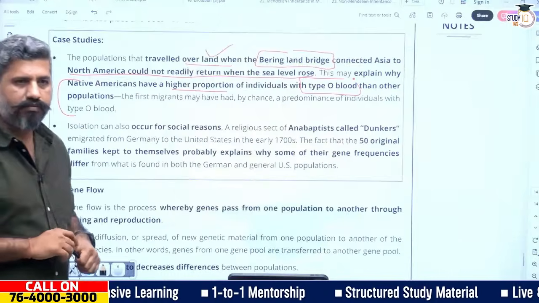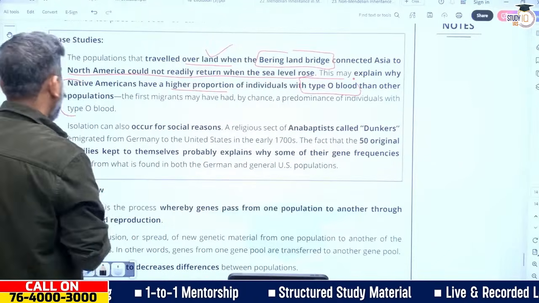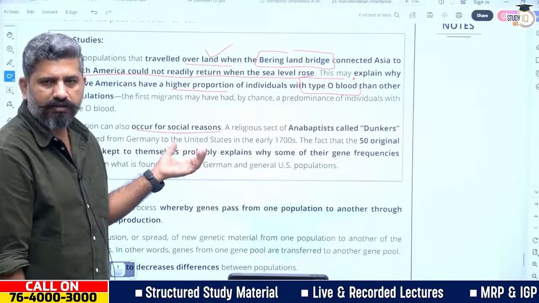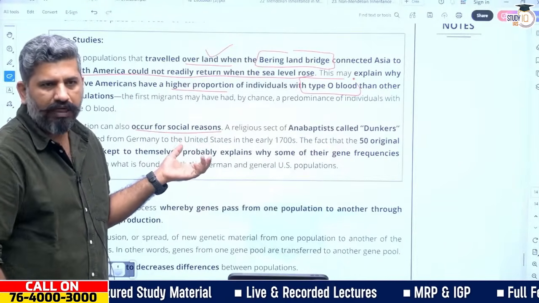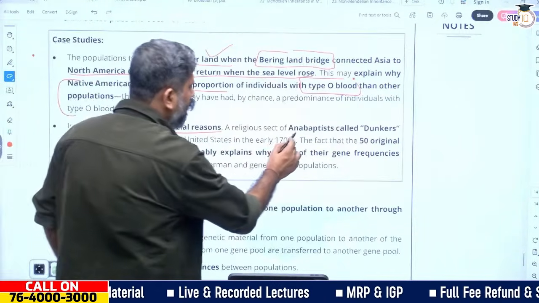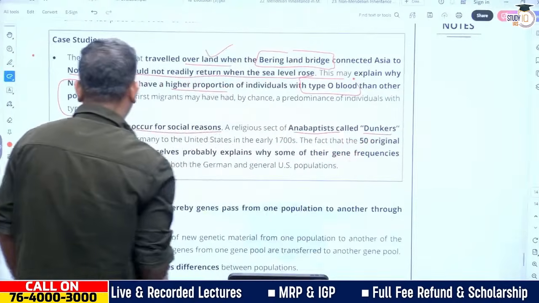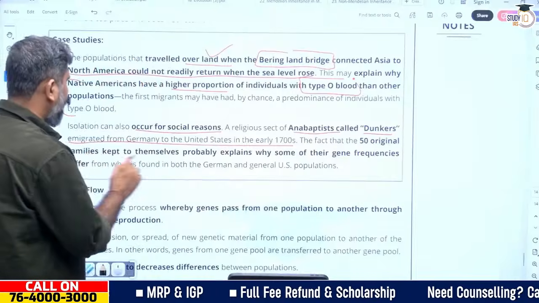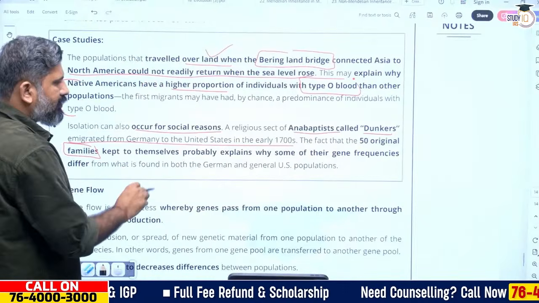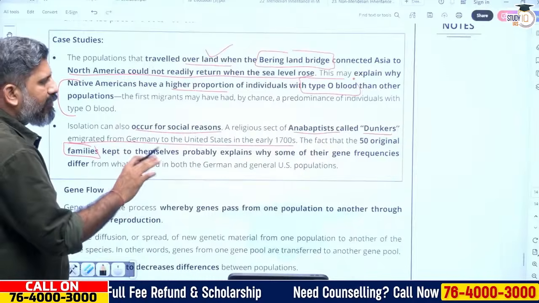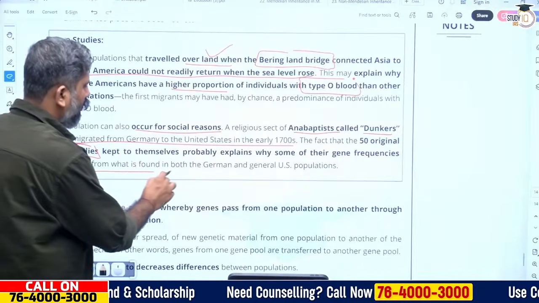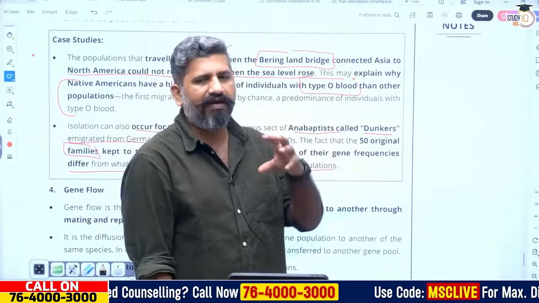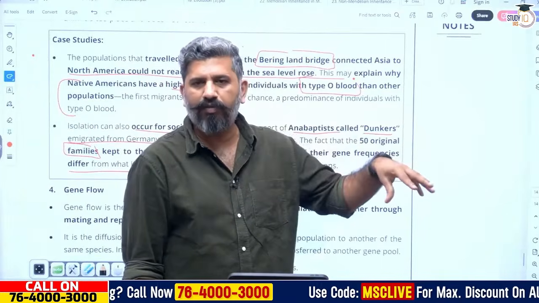Hey, interesting. Right or wrong? Isolation can also occur for social reasons, which is what? I told you about caste. A religious sect of Anabaptists called Dunkers emigrated from Germany to the United States of America in the early 1700s. The fact that 50 original families kept to themselves probably explains what? Why some of their gene frequencies differ from what is found in both Germany and the general US populations. Why? Because they never interbred with the American population.